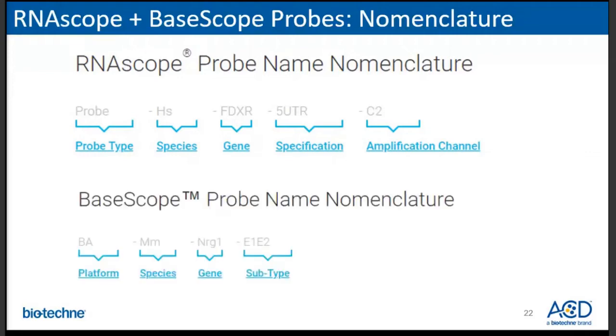Additionally, our BaseScope probe nomenclature follows similarly, but for BaseScope probes, we will also include a BA for the platform. And then the species, here we have Mm, which represents Mus musculus for mouse. And then the gene, Nrg, and the subtype. This particular probe targets the Nrg exon 1, exon 2 exon junction.